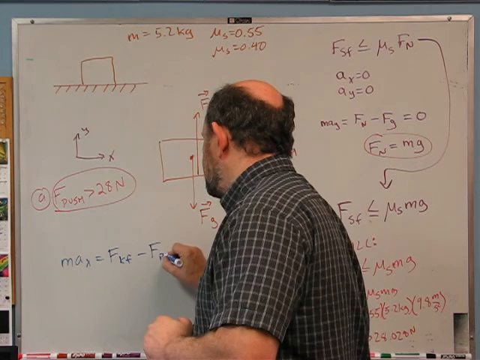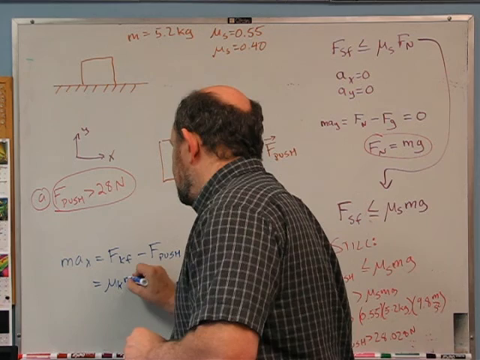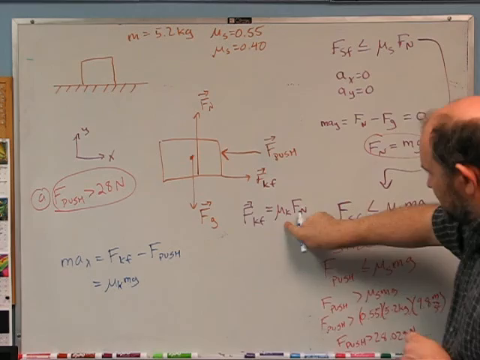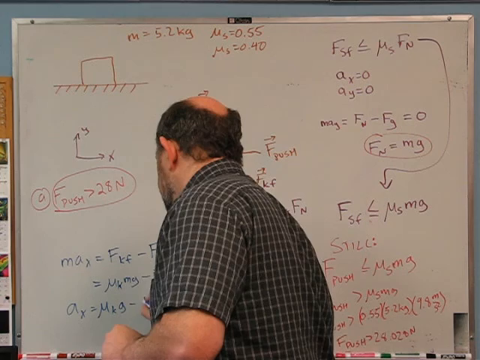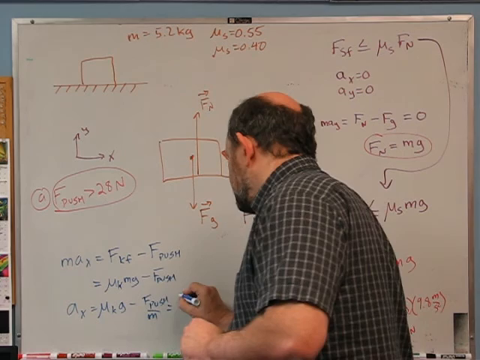That is equal to mu k m g, which we know from here. Well, the normal force we know from that, and we know that from there, minus F push. So a_x is equal to (mu k m g minus F push) over m. And we have all those numbers, so let's go ahead and put them in.